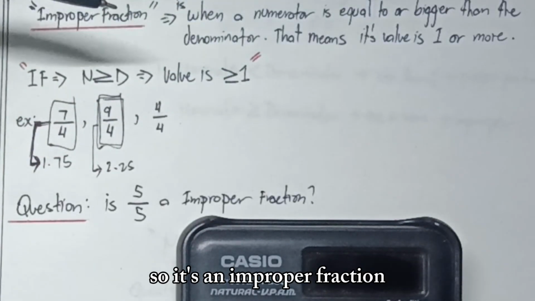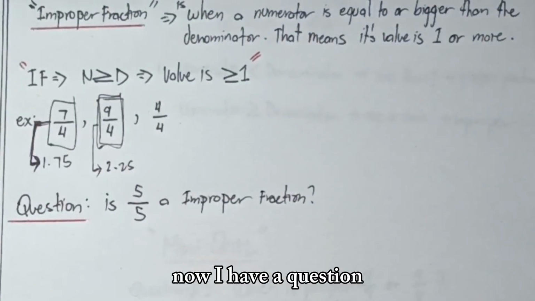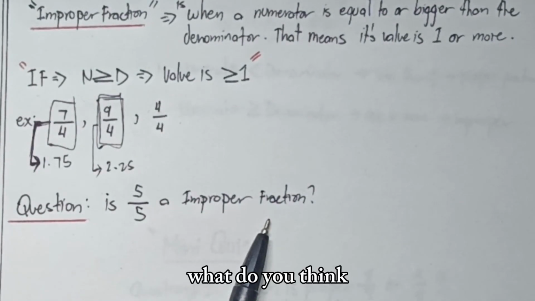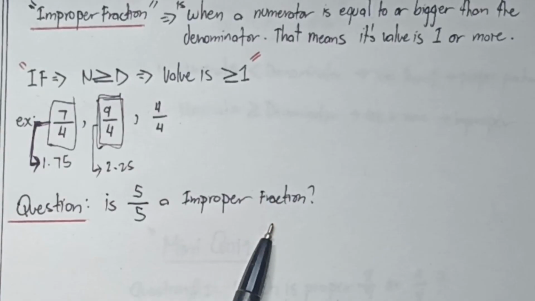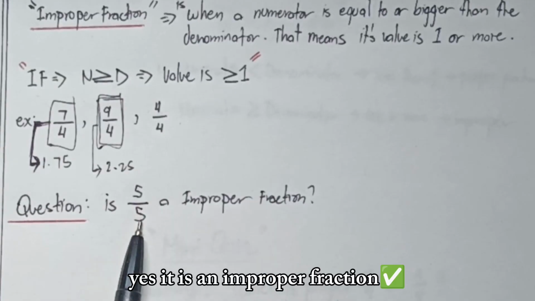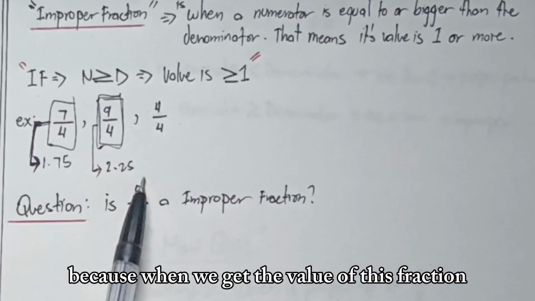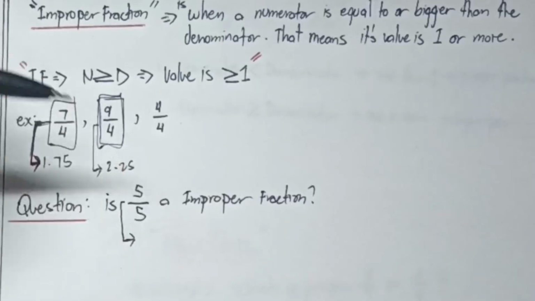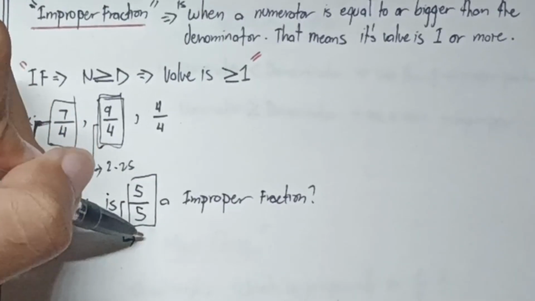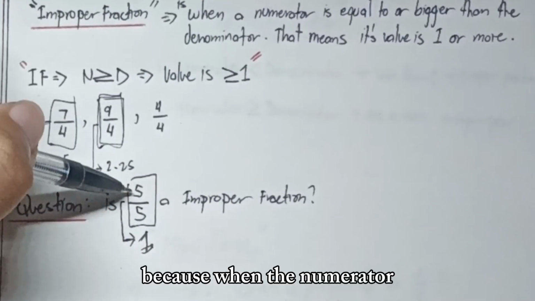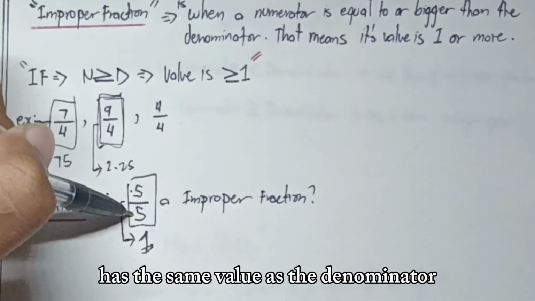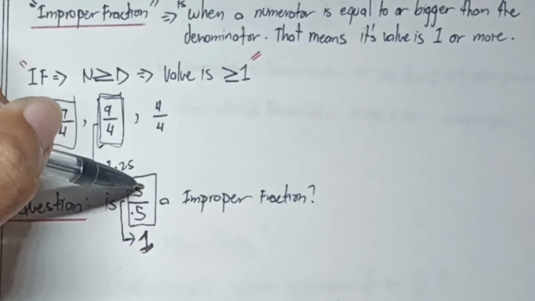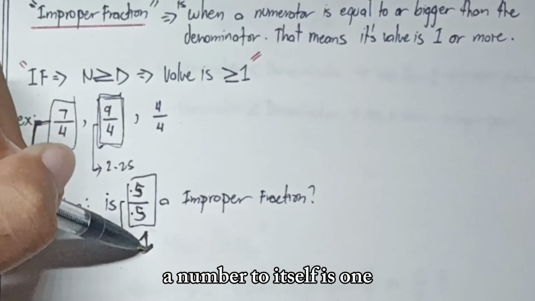So that's an improper fraction. Now I have a question. Is 5 over 5 an improper fraction? What do you think? Yes, it is an improper fraction because when we get the value of this fraction, it's 1. When the numerator has the same value as the denominator, it is always equal to 1 because when you divide a number by itself, it's 1.